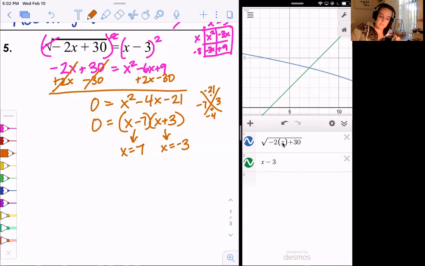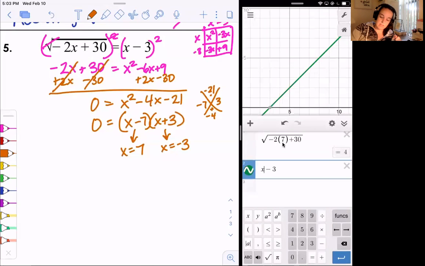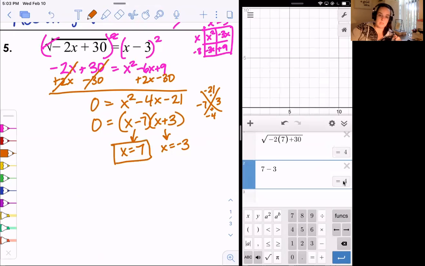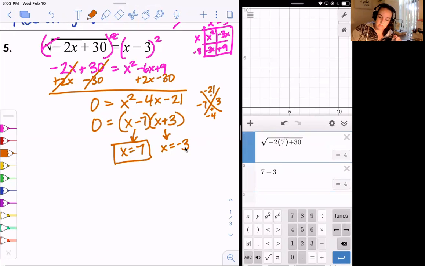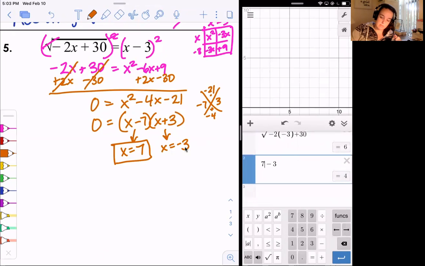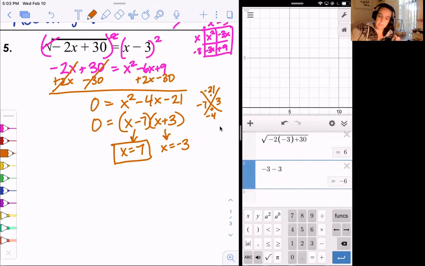So I'm going to plug in 7 here. When I plug in 7 there and 7 here, I get 4 and 4. So 7 looks like it is a possible solution. If I plug in negative 3 instead of 7, oops, this should be negative 2 times negative 3. I can see that the square root side would equal 6, and the non-square root side would equal negative 6. So these do not match. Therefore, this one is not a solution. This is extraneous, and there's only one solution here.